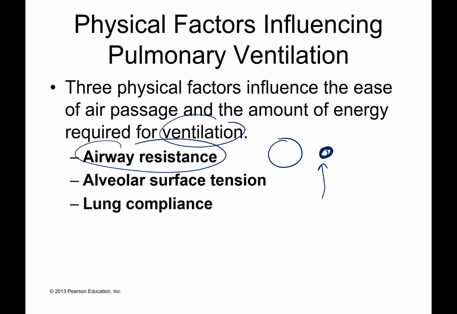Alveolar surface tension. A lot of that has to do with the surfactant. And then lung compliance. A big component of that is how elastic and recoil those lungs can do for you. Also how much they can expand and how much air or oxygen you can get in. So the compliance, the volume.